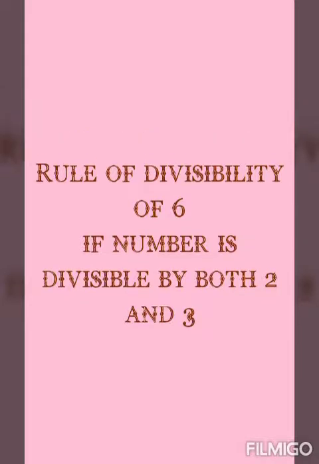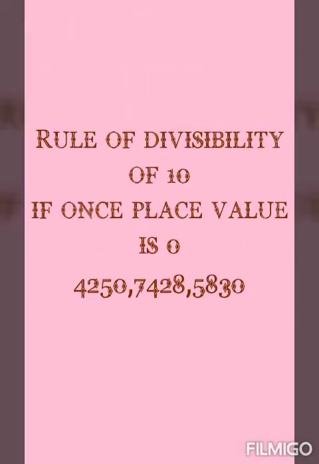And students, next we have the rule of divisibility of 10. If the digit at the ones place, or the last digit, is 0, then the whole number will be divisible by 10. The first and last numbers end with 0, so both these numbers are divisible by 10, but the center number ends with 8, so it is not divisible by 10.